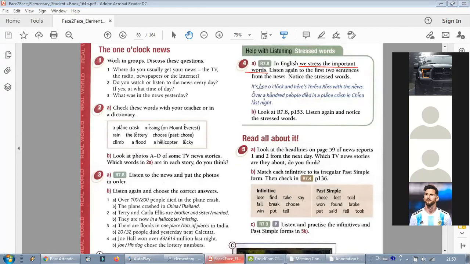So 1 o'clock, important. Here is Teresa Ross with the news. Over 100 people died in a plane crash in China last night.